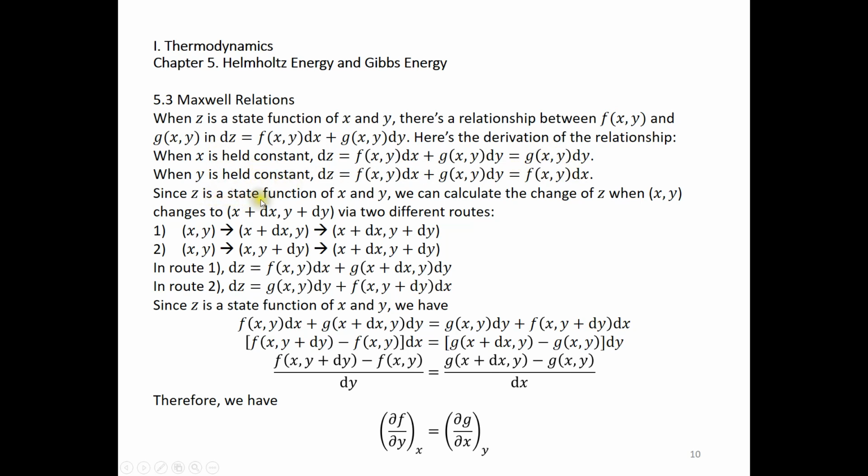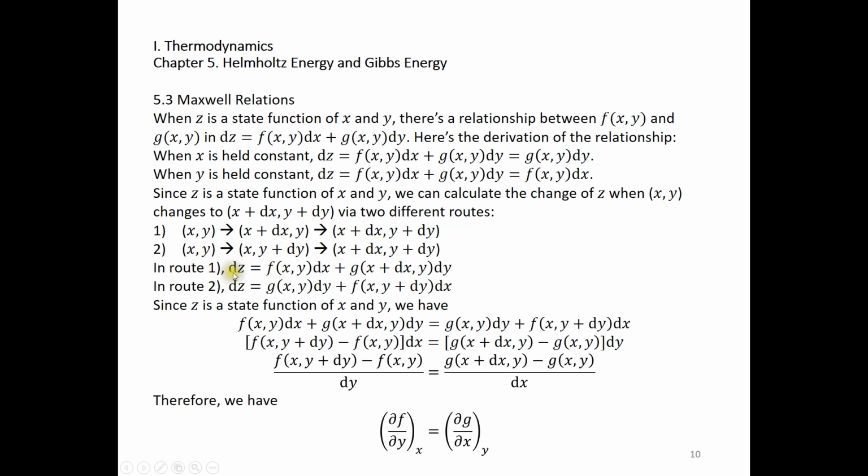Since z is a state function of x and y, we can calculate the change of z when x and y change to x plus dx and y plus dy via two different routes. Just imagine we go from the initial state, which is x and y, to the final state, which is x plus dx and y plus dy. We can go from here to here via two different pathways. In the first route, we change x first and then change y. In the second route, we change y first and then change x.